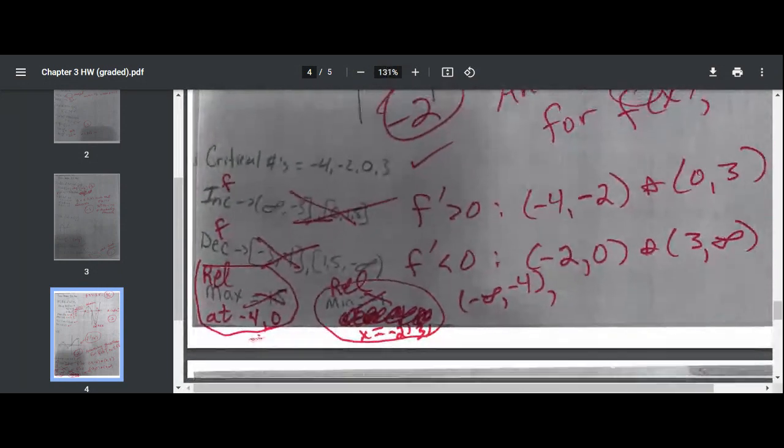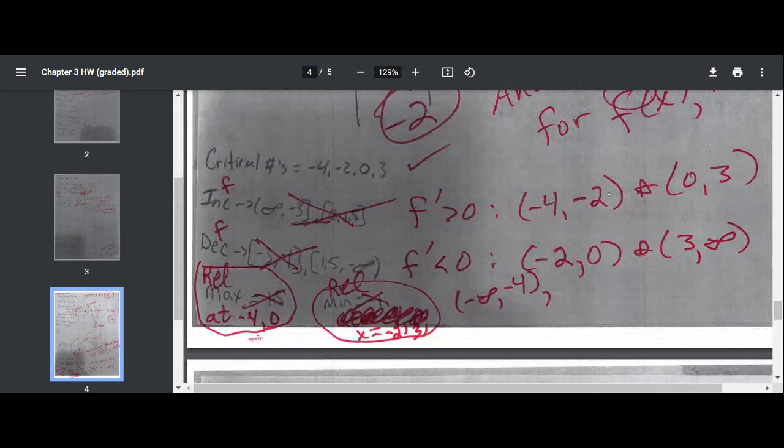I went from increasing to decreasing as a relative max. What you just said made sense. I think I switched these around. I said it right, but I didn't write it right up here.